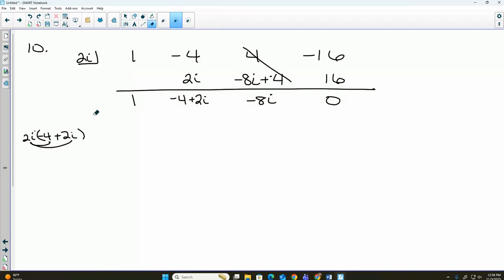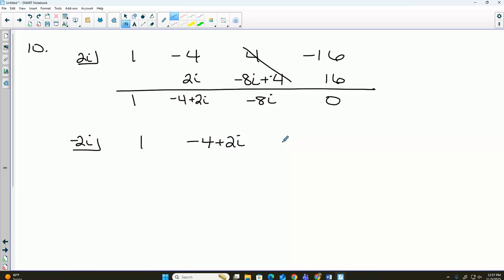This is uglier, except we know if 2i is a 0, what else has to be? Negative 2i. The conjugate also works. So you just bring down this answer, except for the 0, since it was our remainder. We're going to divide again.